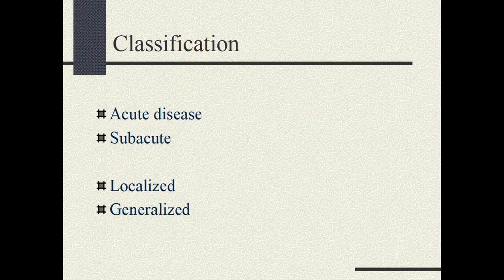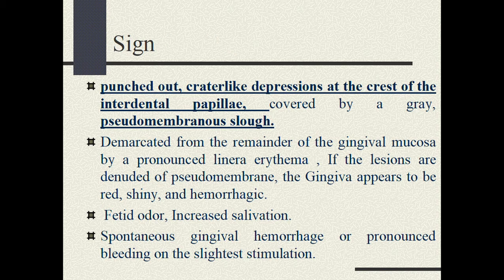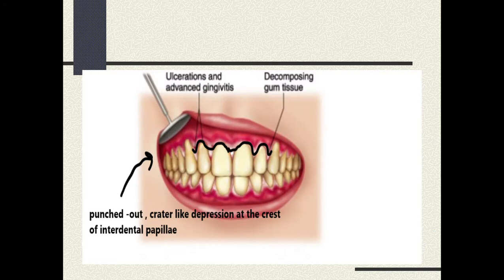Classification: acute and subacute, localized and generalized. Sign: punched out crater-like depression at the crest of interdental papillae covered by gray pseudomembranous slough, demarcated from remainder of gingival mucosa by pronounced linear erythema. If the lesions are denuded of pseudomembrane, gingiva appears red, shiny and hemorrhagic. Fetid odor, increased salivation and spontaneous gingival bleeding.